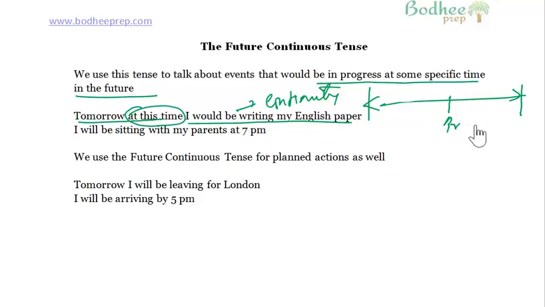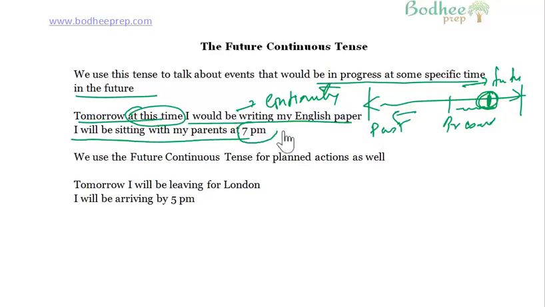This is the time frame that you have. This is the present moment, this is the past, and what we have is the future here. In the future, at some specific point of time, if something is likely to happen, then you would say that tomorrow at this time I would be writing my English paper. The action would be continuing at some point in the future. I will be sitting with my parents at 7 p.m. So I would be sitting with my parents at 7 p.m. I would be sitting in the sense that the action of sitting.